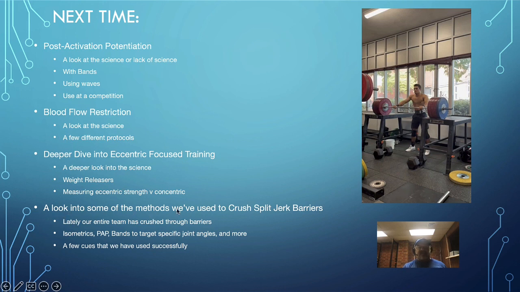And then a look into some of the methods we've used to crush split jerk barriers. So lately, our entire team has been getting really good at jerks. Ruby, one of them, who had struggled forever, has now crushed some barriers. So I'm pleased to announce that we've come up with a lot of great ways to get through. It's a tough one, man. In the past some athletes have really struggled with jerks, but we've done a really good job of getting through that. So we'll look at using isometrics, post-activation potentiation, bands to target specific joint angles, and more, and a few cues that we have used successfully as well.